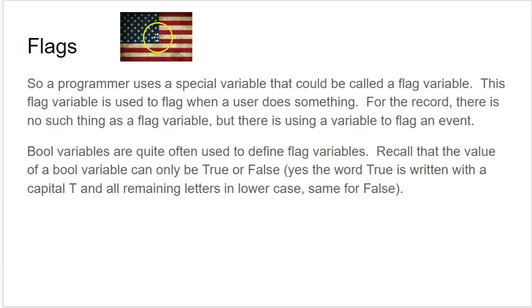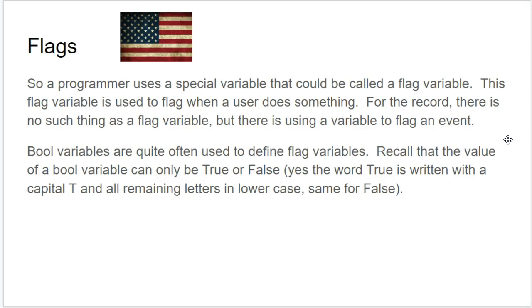So let's talk about a flag. Not this kind of flag, but a flag used by a programmer. A programmer uses a special variable that could be called a flag variable. This flag variable uses a flag when the user does something. For the record, there is no such thing as a flag variable, but there is using a variable to flag an event. So we'll use just any old variable of type bool typically to flag when something happens.